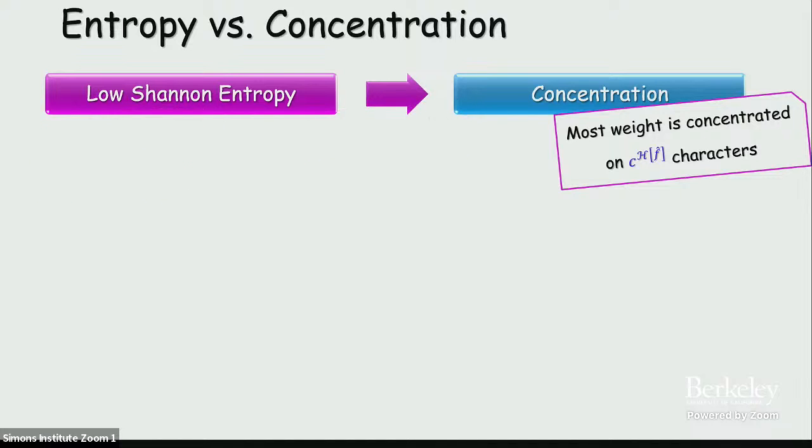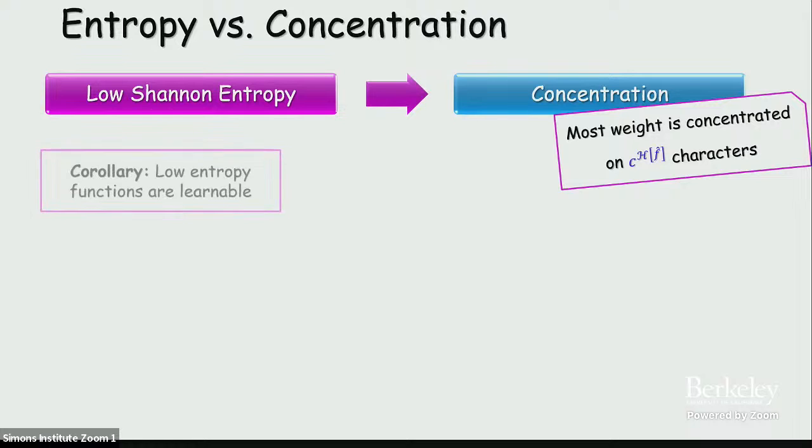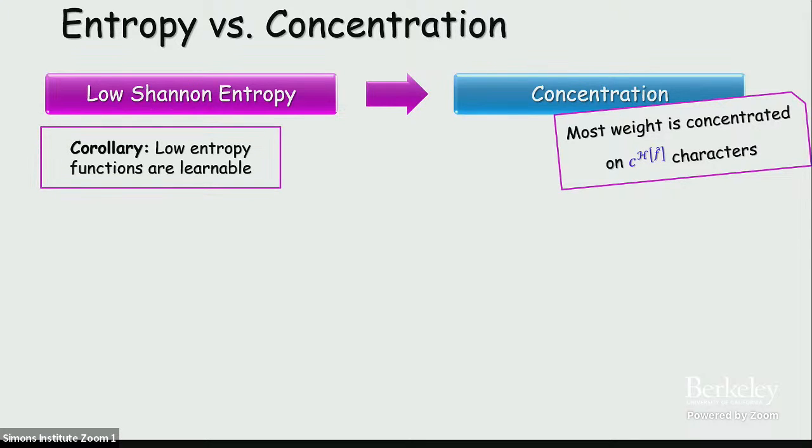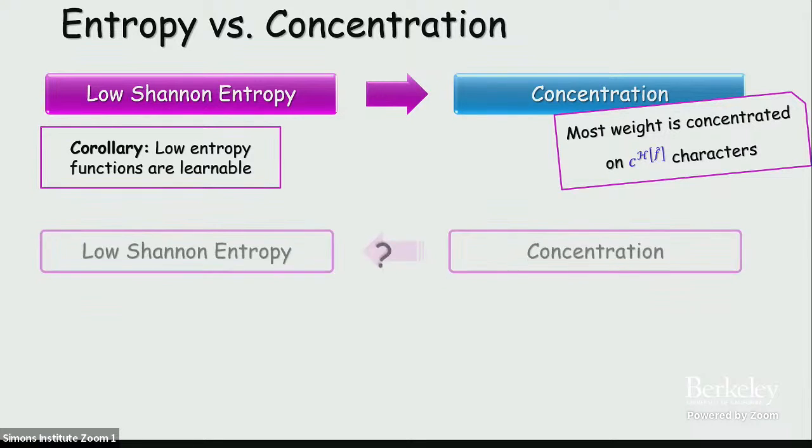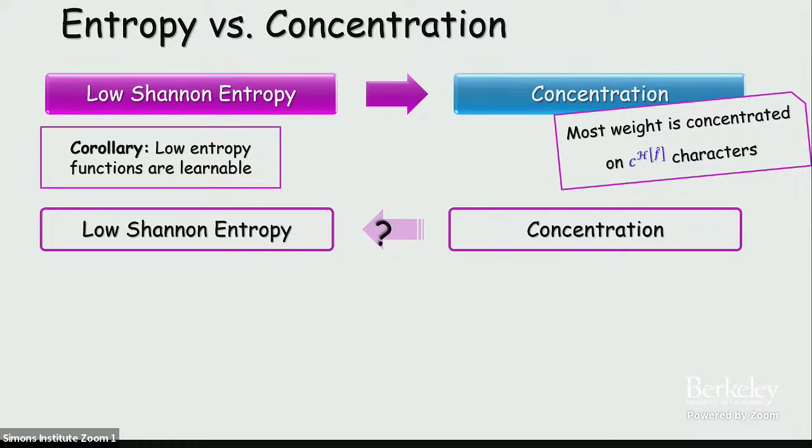Now we have that most of the rate is concentrated on just exponentially in the entropy many characters. So again, what does it mean? That if the function has lower Shannon entropy, then we can learn it. Is the opposite true?